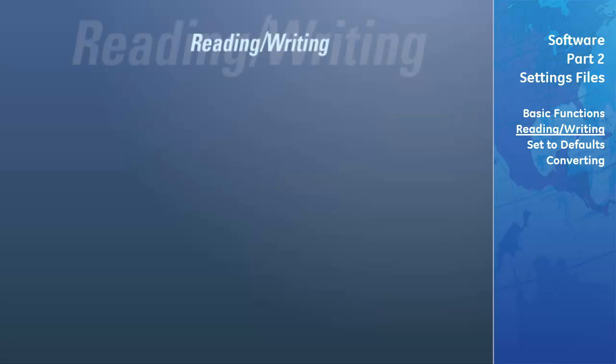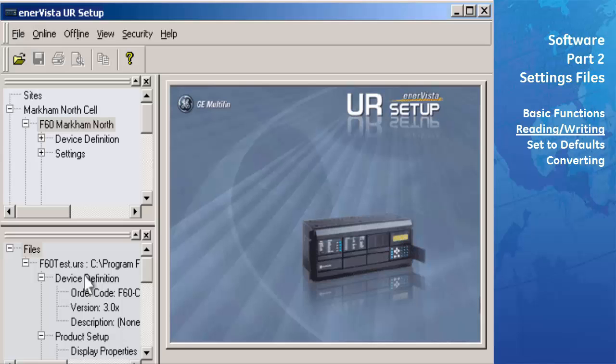Let's look at how settings files are read from and written to a UR relay. First, we'll look at a simple demonstration of how URPC reads the settings from a UR. We already have a relay and a settings file with the same order code and a version set up here.